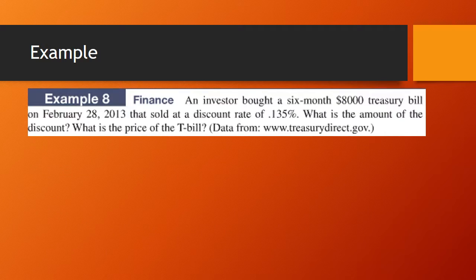So here's an example. We have an investor who bought a 6-month $8,000 Treasury bill. It was sold at a discount rate of 0.135%. What is the amount of the discount and what is the price of the bill? See if you can solve this problem. Pause the recording and then resume the recording to check your answer.